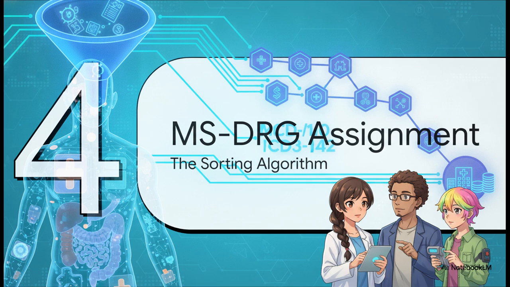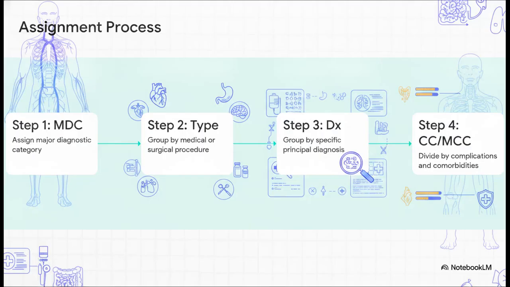Let's break that down further in Section 4, the MS-DRG assignment process. So how does the magic happen? Well, grouping software uses a super rigorous 4-step algorithmic formula to sort a patient's unique codes into one of about 800 final MS-DRG categories. First, it starts broad by identifying the general body system affected.